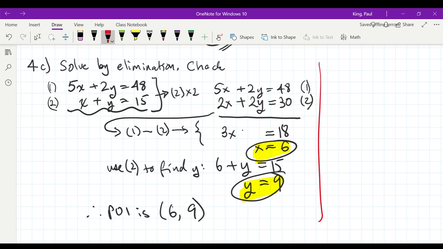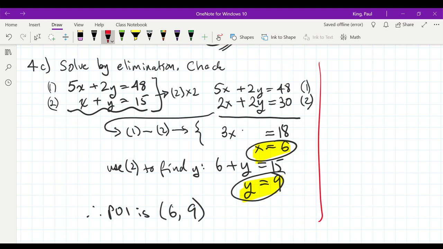4C, we went as far as solving it, but we didn't check the answer. It wouldn't be hard to do, but here's what we have. 5x and 2y equals 48, x plus y is 15. We took equation 2 to eliminate y.